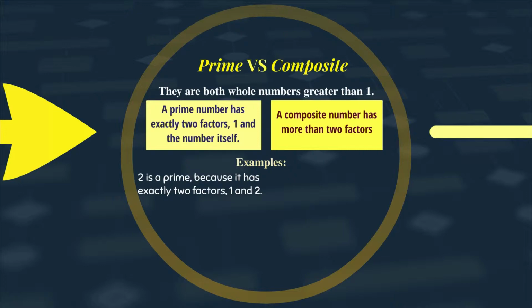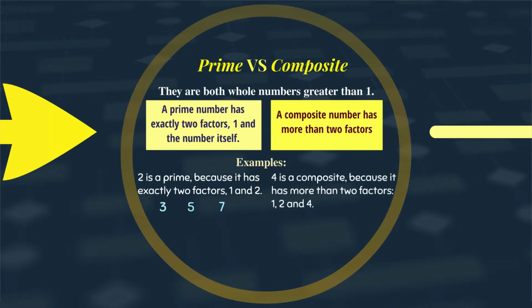Can you give examples of prime numbers? 3, 5, and 7 are all prime numbers. They don't have any other factors than 1 and themselves. What about 4? Is it a prime number? No, it's not. 4 is a composite because it has more than two factors. Its factors are 1, 2, and 4. 6, 8, and 9 are also examples of composite numbers.